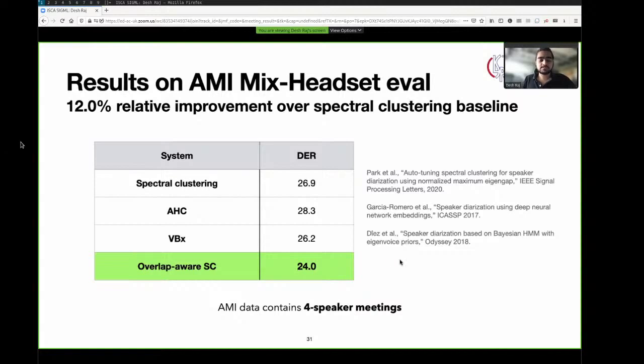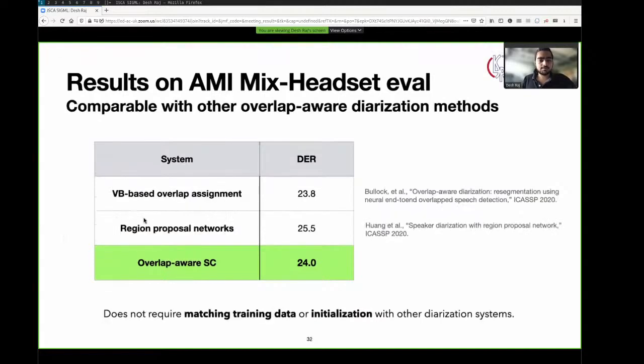So the performance is directly dependent on the performance of your overlap detector. But as you can see, we are essentially getting a 12% relative improvement without doing any kind of additional training. The only additional training involved here is the training of the overlap detector. This also compares well with other overlap-aware diarization methods which have been proposed recently, while also giving some additional benefits. So for example, the VB-based overlap assignment, which was proposed in this paper from ICASSP 2020, requires some initialization step using some other diarization systems.